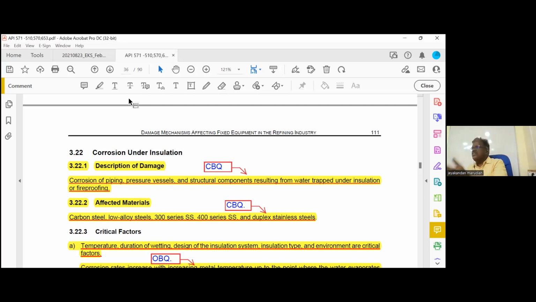So what is the purpose of using aluminum spray paint? Aluminum will corrode preferentially. There is a corrosion called galvanic corrosion, dissimilar metal corrosion. So aluminum will corrode to protect the steel. For stainless steel, we will go for aluminum foil. We will not use spray paint.